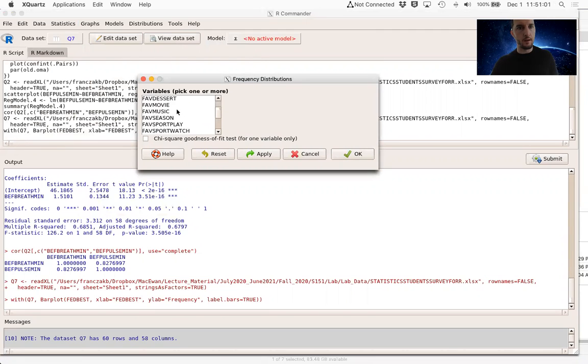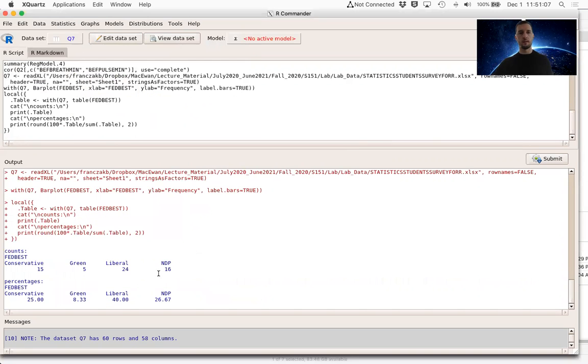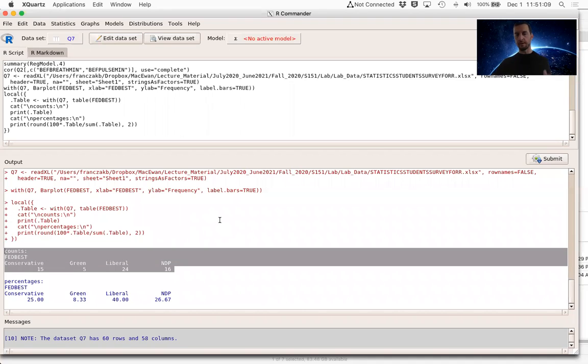And then we can click on fed best, click OK. And here's our frequency distribution for that variable. And the frequency distribution, as a reminder, is simply just a list that tells you the categories and then gives you the counts directly.